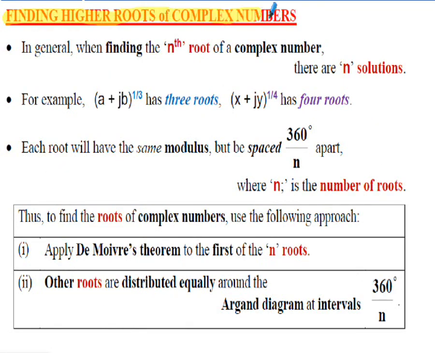Finding higher roots of complex numbers. In general, when finding the nth root of a complex number, there will be n solutions. So for example, in Cartesian form a plus jb raised to the power of a third, there will be 3 roots to find. x plus jy to the power of a quarter, there will be 4 roots to find. Each root will have the same modulus, the same magnitude, but spaced 360 degrees divided by n apart, where n is the number of roots.